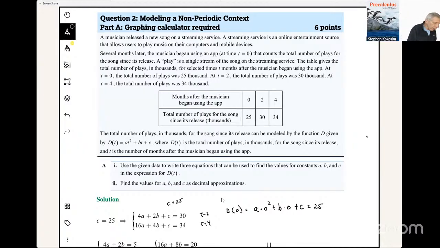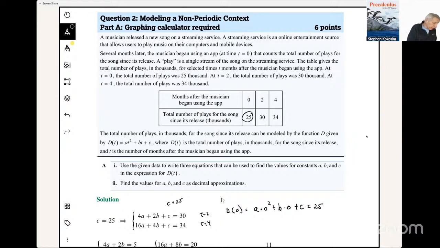So there's a table of values given here. t equals 0 is when he starts counting. And the song has been played 25,000 times. Notice these values are given in thousands. The time t equals 2, I think that's 2 months. And the time t equals 4.